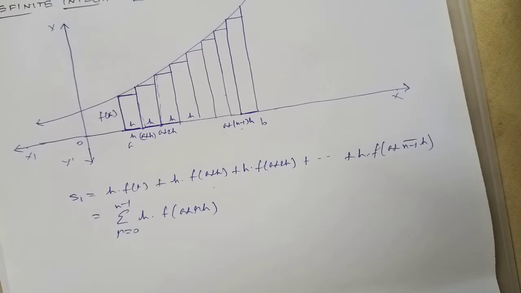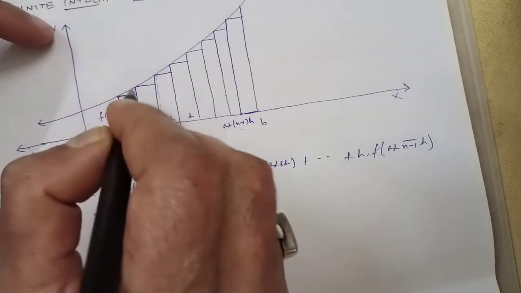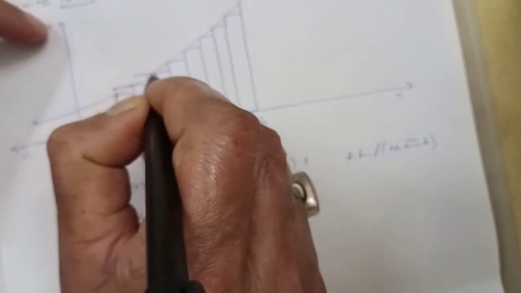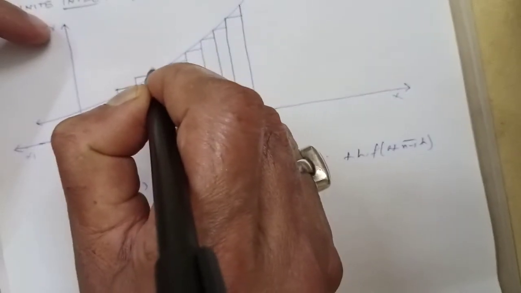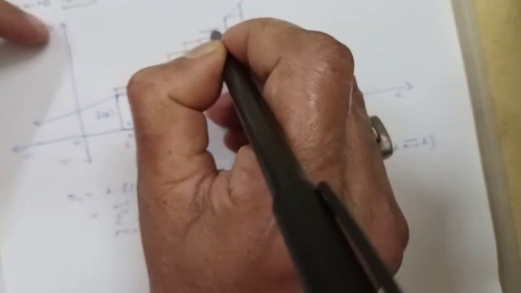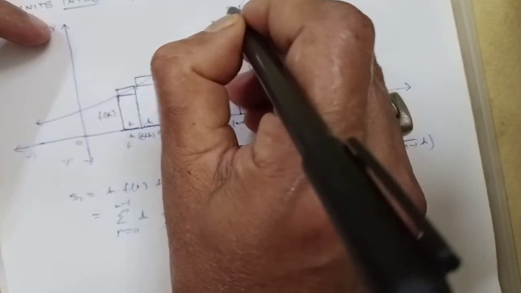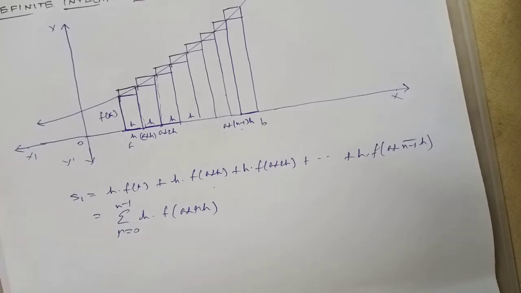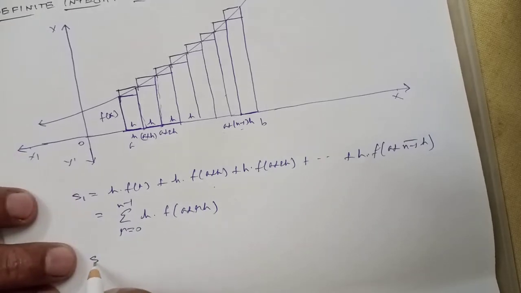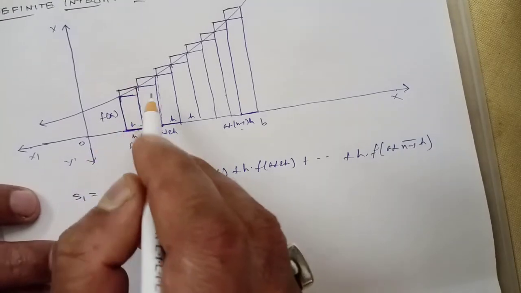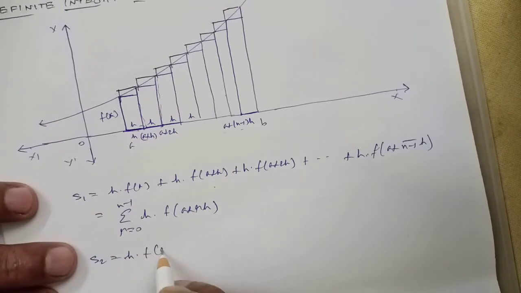Next, if we consider parallels to the x-axis in this way, and we consider the sum of those rectangles to be S2, then S2 will be, for the first rectangle, this dimension remains the same h, but this dimension is now f(a plus h). So this will be h into f(a plus h).